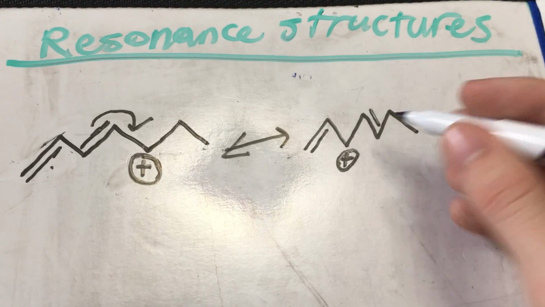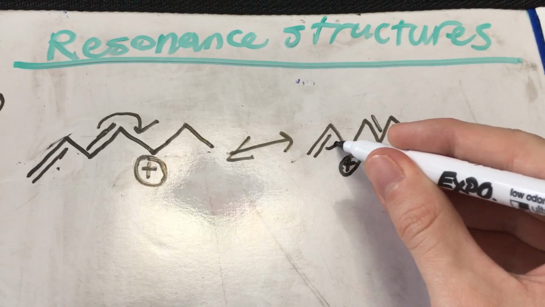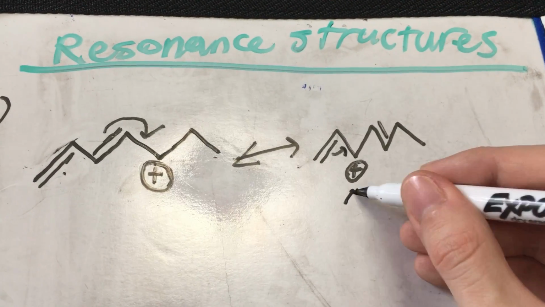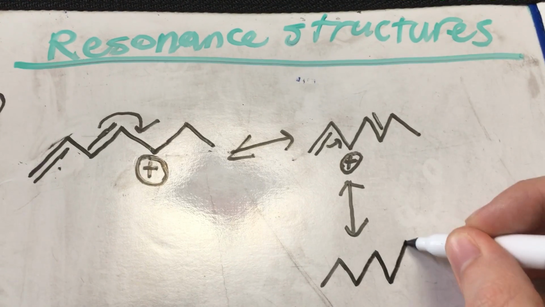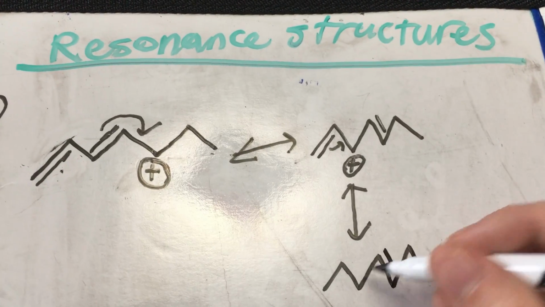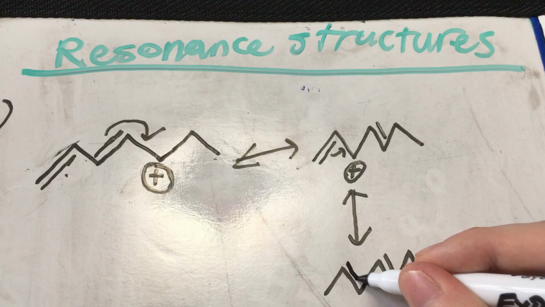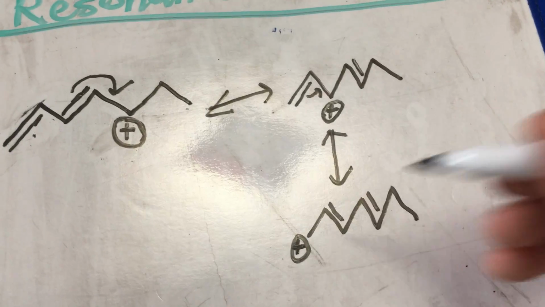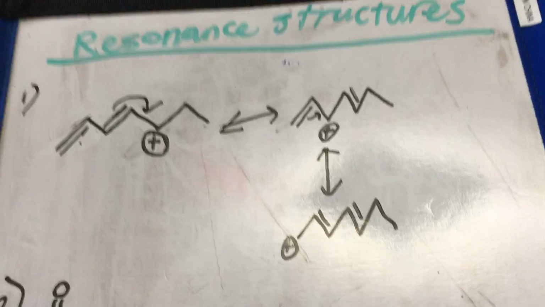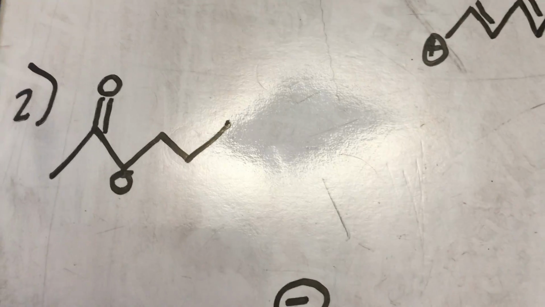Another one that can happen is this double bond moves over here. And what happens there is this one's here, and this one's here, and the positive charge is at the end. It's a terminal positive charge. Now let's go over to this one here.